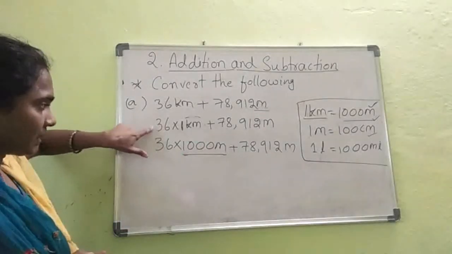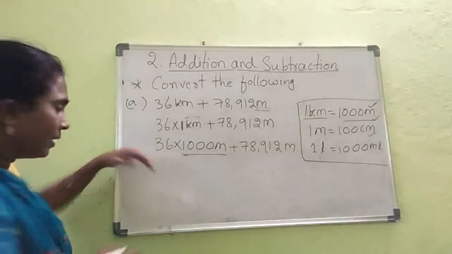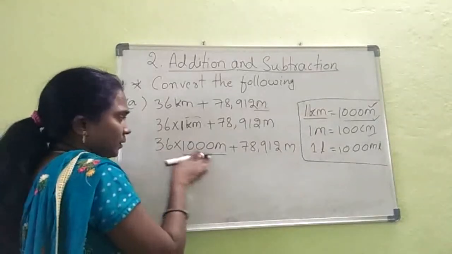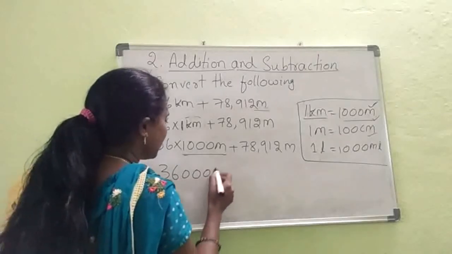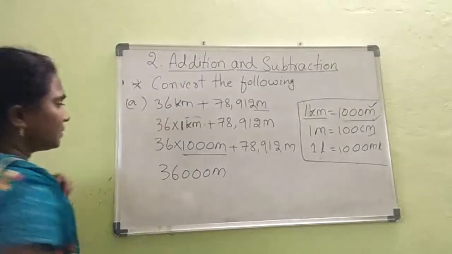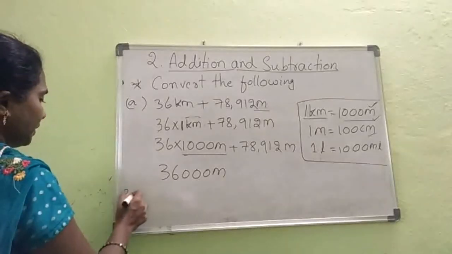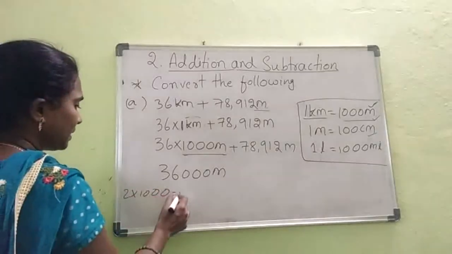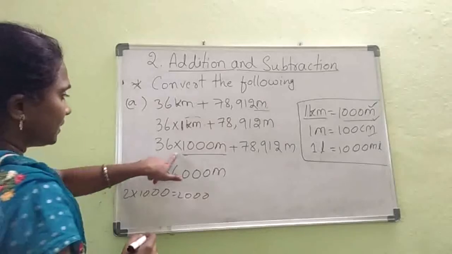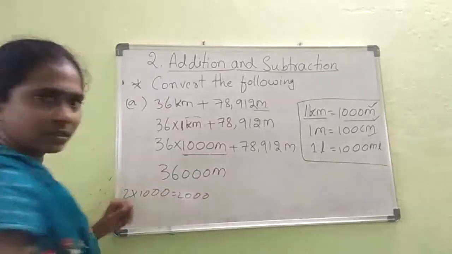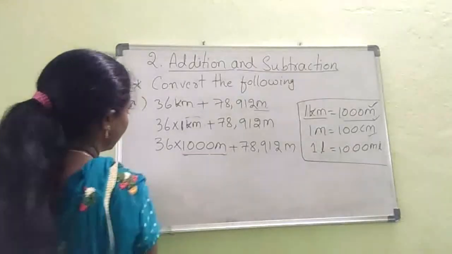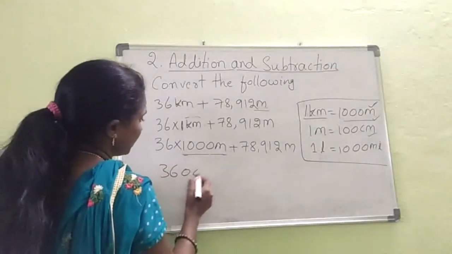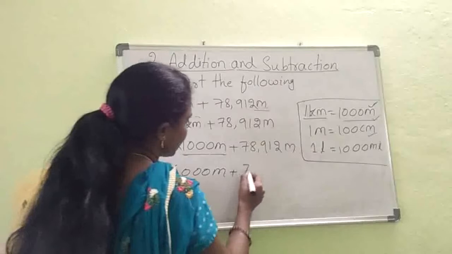Here, from the second step to the third step, right? Now, 36 into 1000 meters. What is the value? That is 36,000, right? Like suppose 2 into 1000, what is the value? That is 2000 only. Like that, 36 into 1000 is 36,000. I hope it's clear. 36,000 meters.